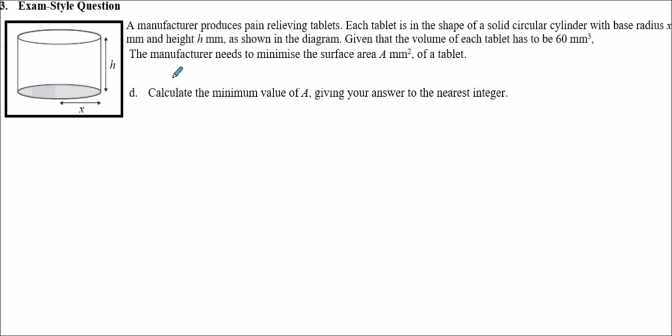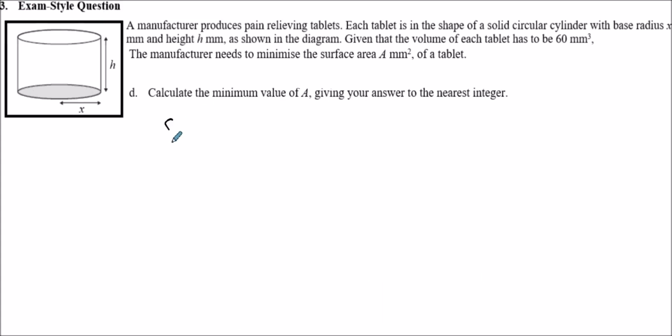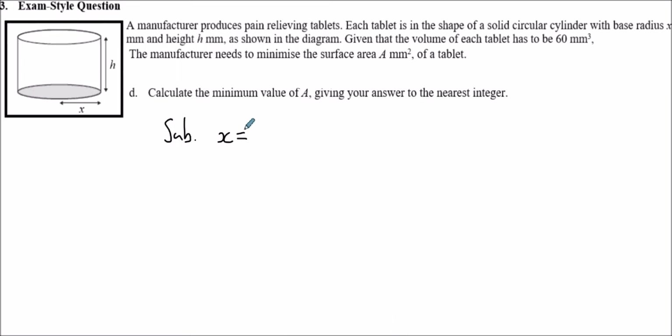For part D, calculate the minimum value of A, giving your answer to the nearest integer. So we worked out the value of x, which gives a minimum, which is 2.12. So we're just going to sub in x equals 2.12. But as I mentioned in class, to make sure we don't have any rounding error, just let's give this to more significant figures. Let's go for 2.1216, say.